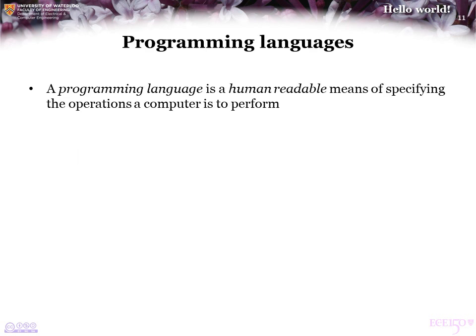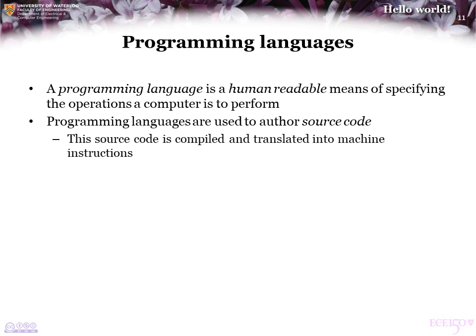Now, a programming language is a human-readable means of specifying the operations the processor is meant to perform. Programming languages are used by a programmer to author source code. These source code instructions are then compiled and translated into machine instructions that the processor can then interpret. The resulting instructions can then be executed as a program.